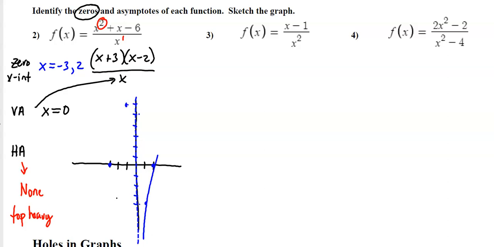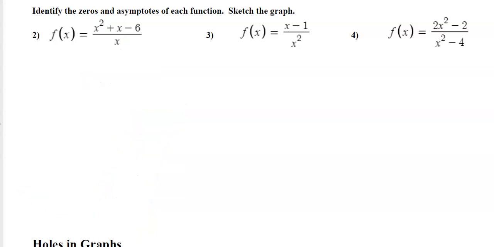And we know it's going to look something, I guess my asymptote marker is still on, but you know what I mean. The lines are going to look like that. All right, so we got our zeros, we got our asymptotes, we set the graph, good to go. Let's go to the next one.